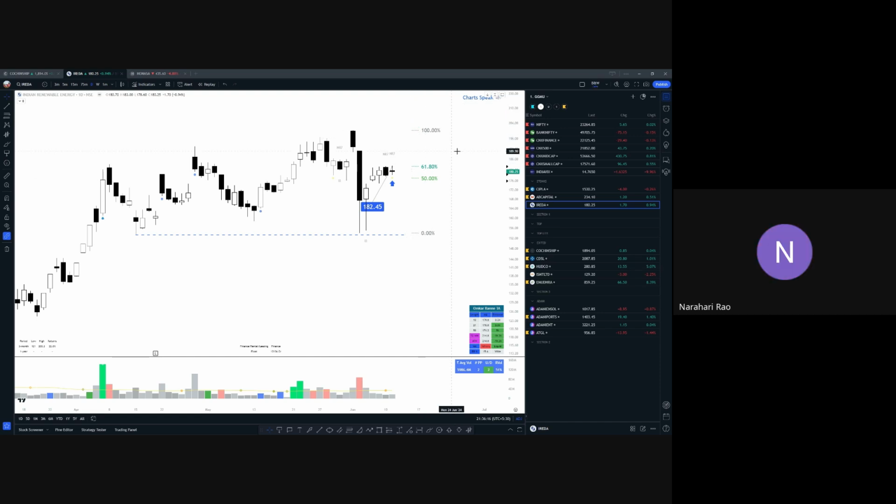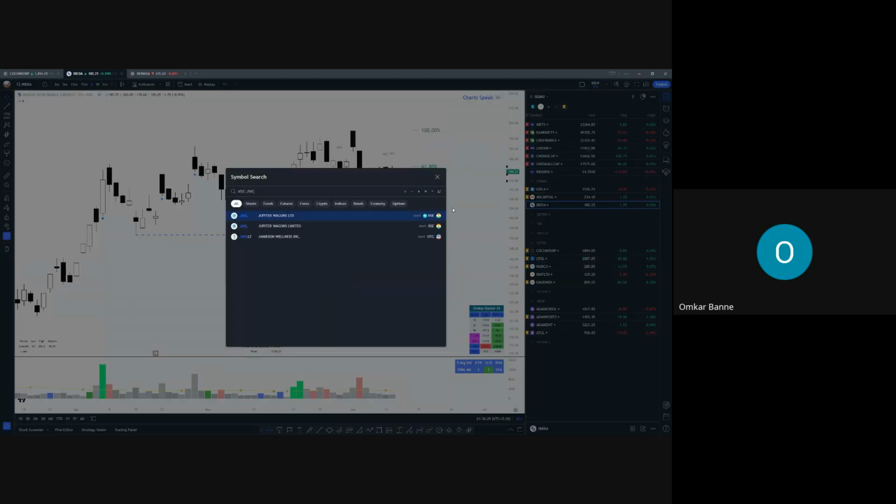Hey Omkar, I have one doubt. I am asking too many questions, if you don't mind. No problem. Can you go to the JWL chart, if you don't mind? Which one? JWL, Jupiter Wagons. Okay, Jupiter Wagons.